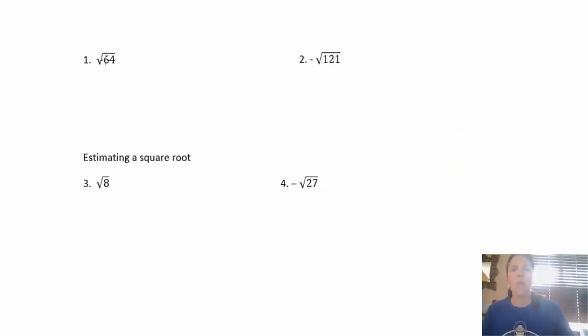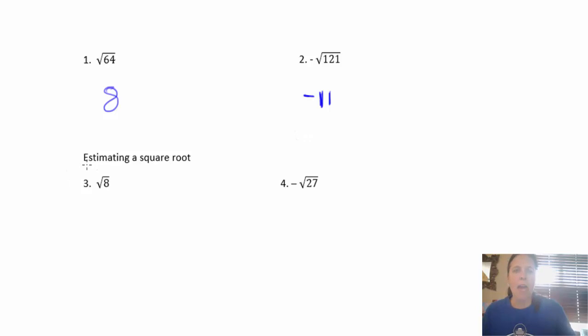Okay, so if we just said, what is the square root of 64? You simply answer it. What times itself equals 64? 8. 8 times 8 equals 64. Now if there's a negative out in front, then your answer is going to be negative. What is the square root of 121? It's 11, but there's this negative out front, so the answer is going to be negative 11.